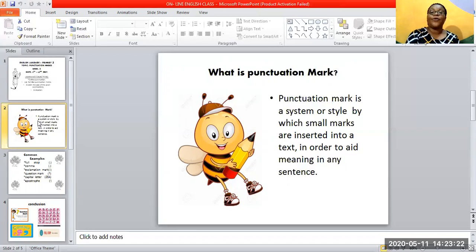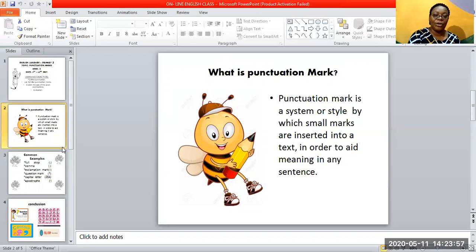Now let's take a look at each of these punctuation marks. Of course, we are going to limit the punctuation marks to the full stop, the question mark, the comma, and the capital letters. We are limiting our view to the full stop, the question mark, the comma, and the capital letters. Do you get that? Beautiful.